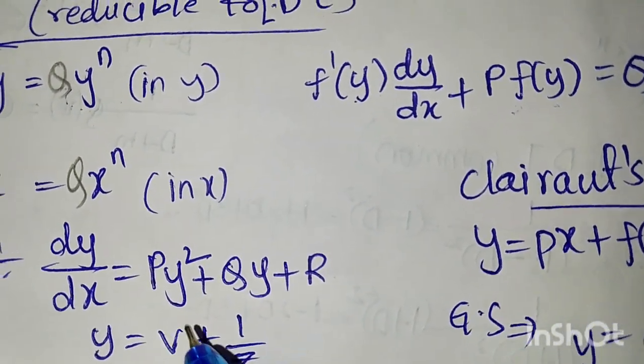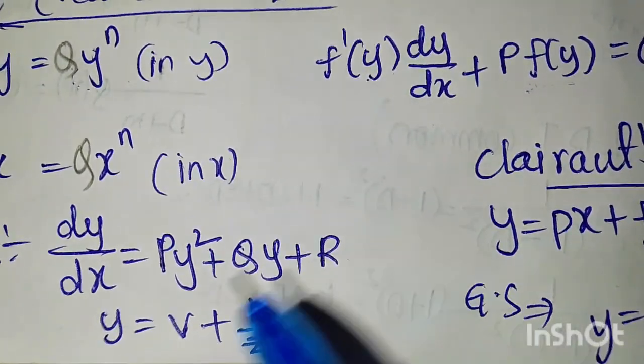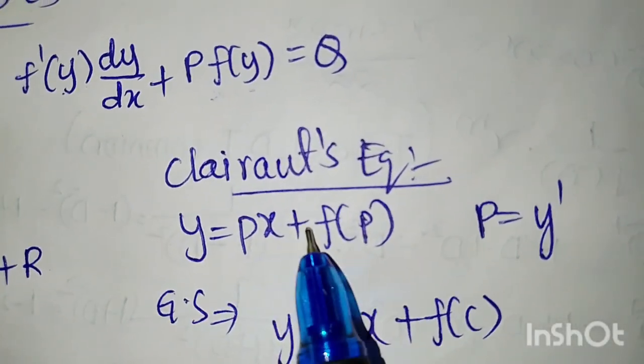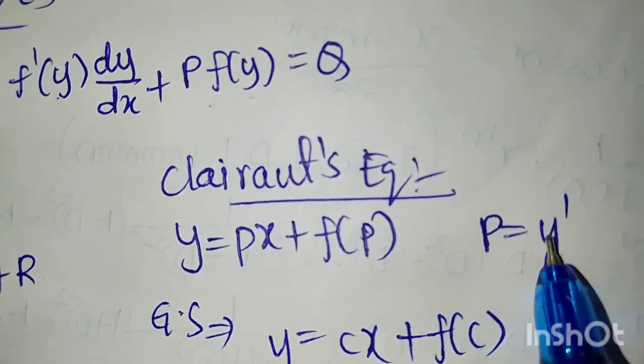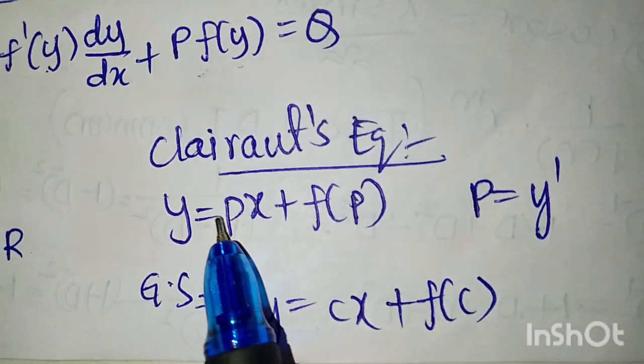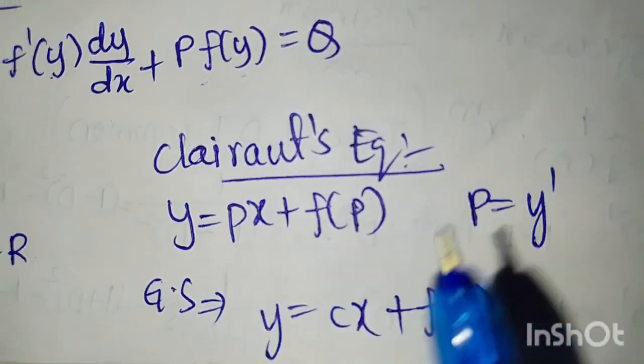Okay, and Clairaut says y is px plus f of p. What is p? It is nothing but y dash. The general solution is just, we have to substitute c in place of p, that's it. y is cx plus f of c. So these two we'll see.